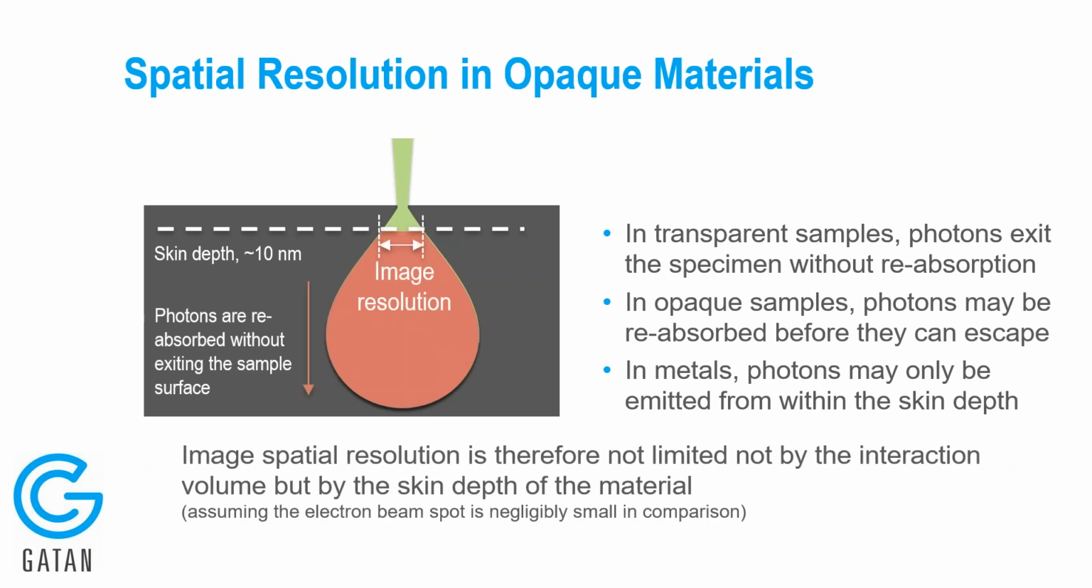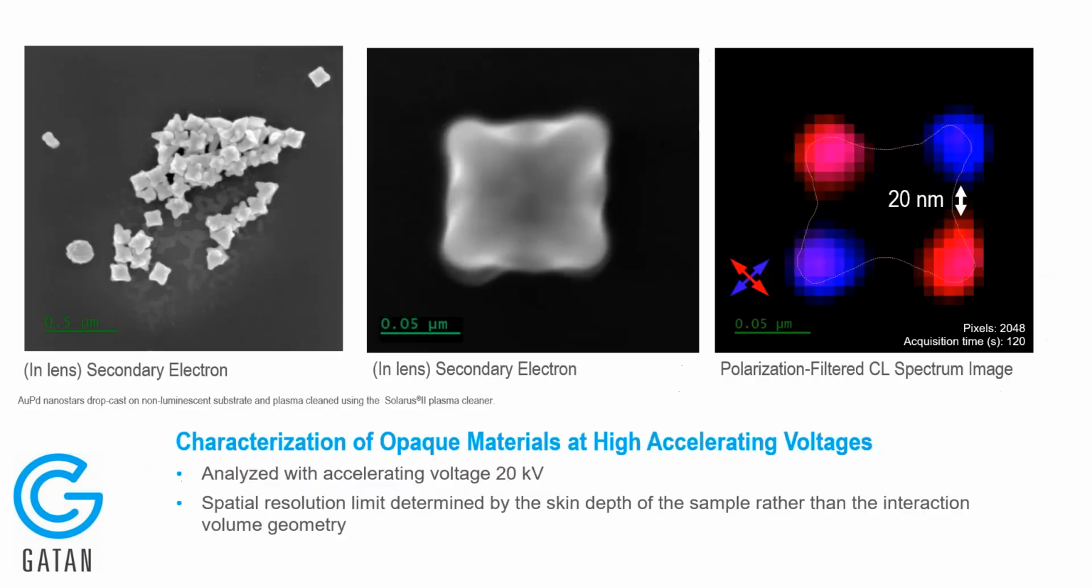So any photon that's generated within the sample below the skin depth is reabsorbed before it's able to exit the sample, and so we don't have to worry about any of the electron-specimen interactions that take place below the skin depth level. And now the image resolution is limited effectively by the skin depth of the material. And we can see that in this next series of images that I show you.